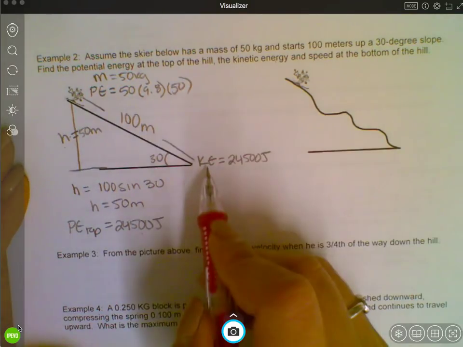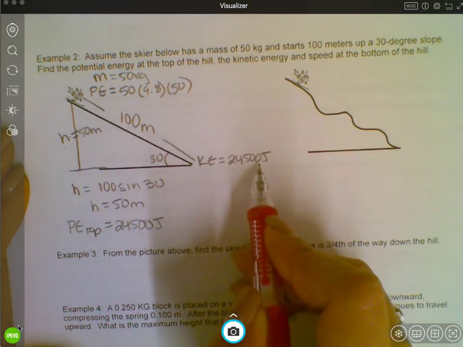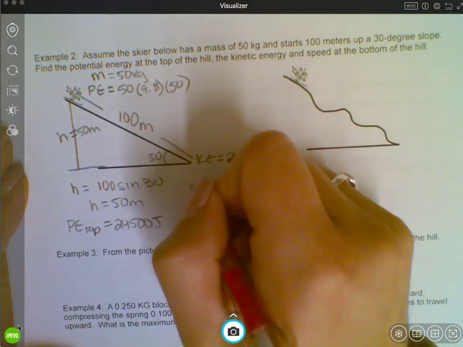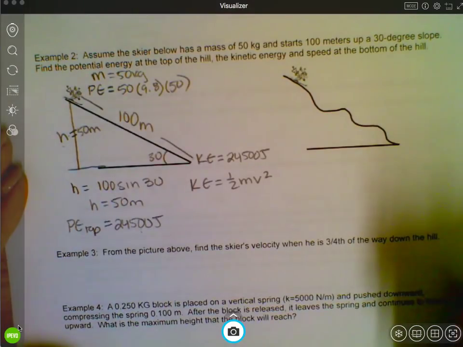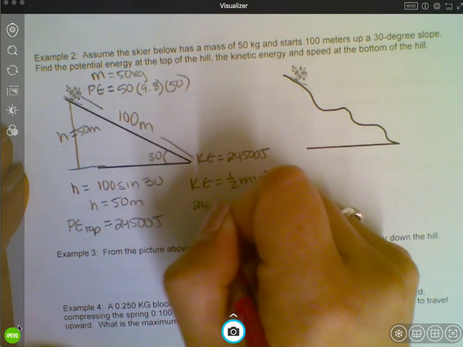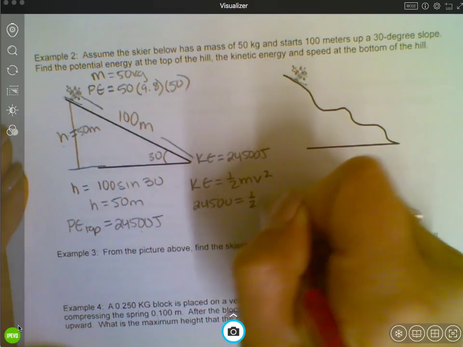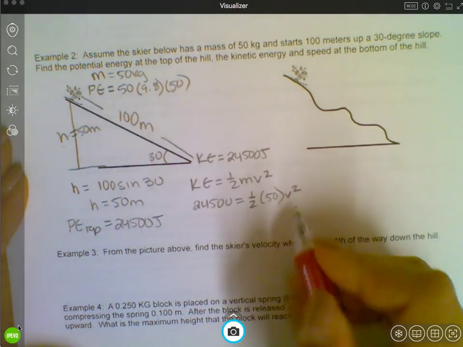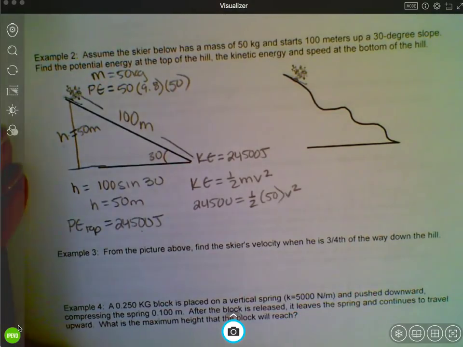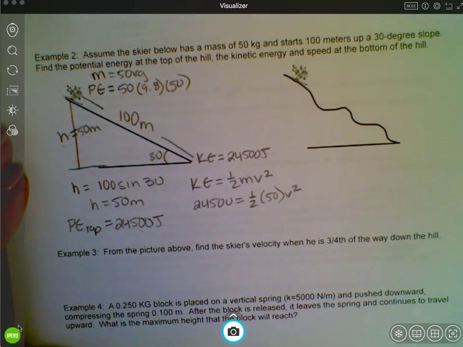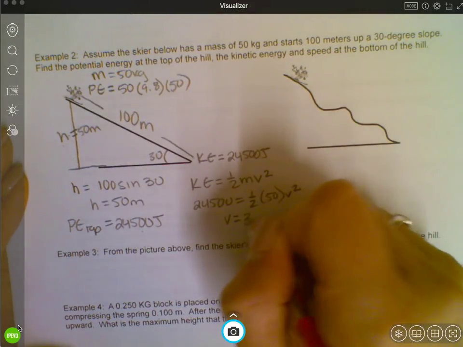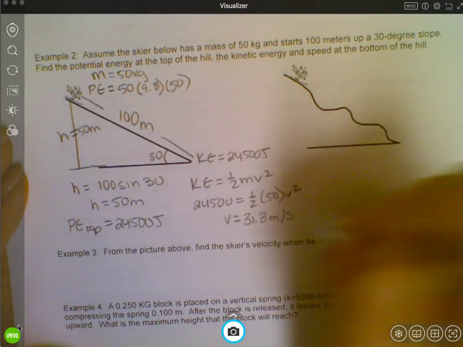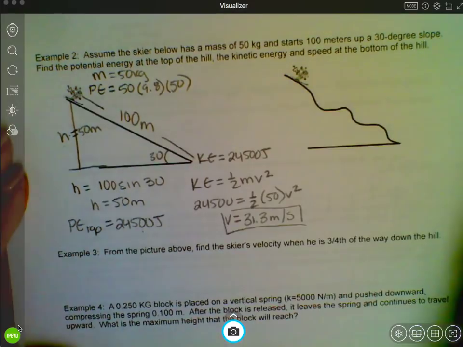Now if we know that at the bottom he has 24,500 joules of kinetic energy, then to solve for the speed, we know kinetic energy equals 1/2 mass times velocity squared. If we know the kinetic energy is 24,500 and his mass is 50, we can solve for the velocity. So 24,500 times 2 divided by 50, take the square root of the answer, and you get that his speed at the bottom is 31.3 meters per second.